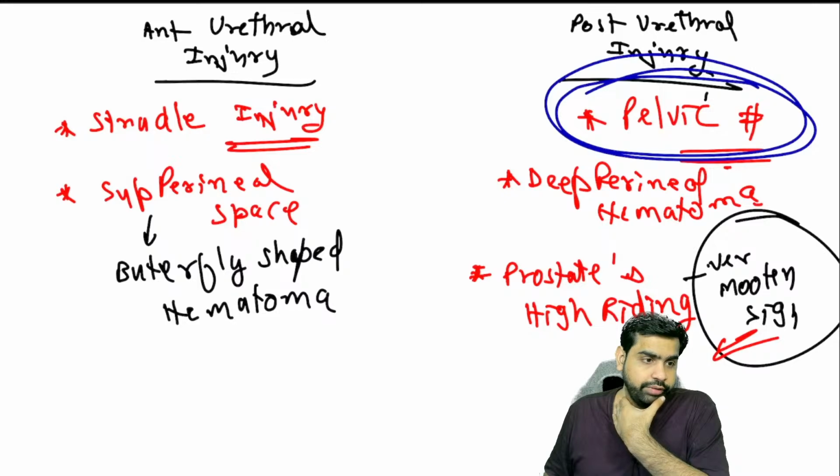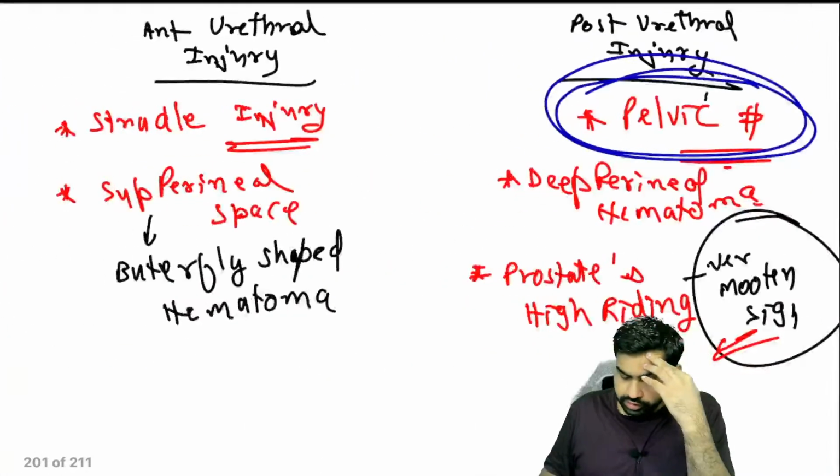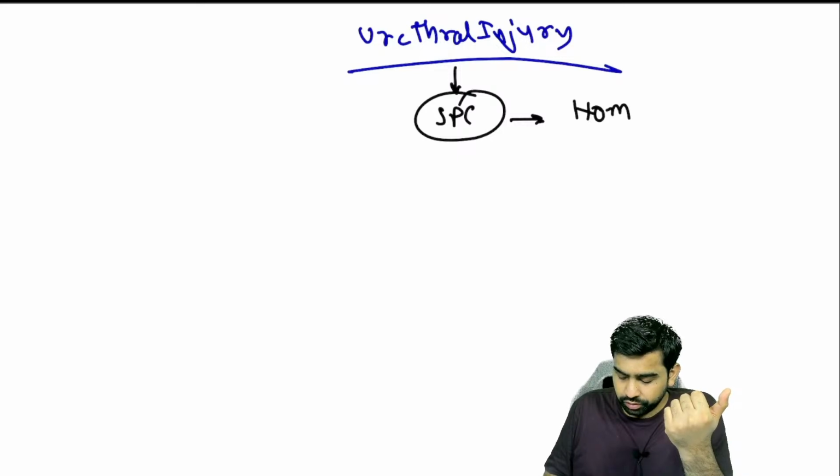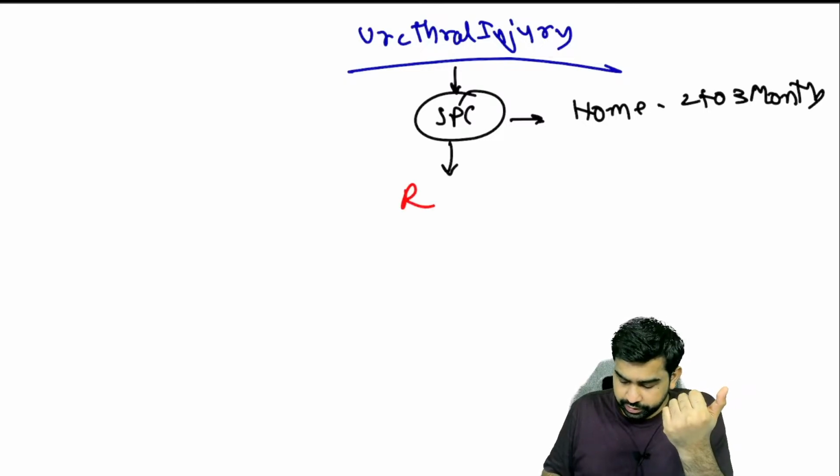Understood. Now let's talk about the management. How do you manage these patients? Whether the patient has an anterior or posterior urethral injury, whenever there is a urethral injury, what you do is put in a suprapubic catheter and send the patient home for around 2 to 3 months. Then you call the patients back and they repeat the RGU.